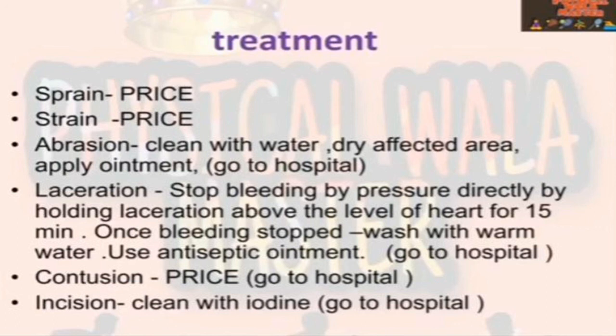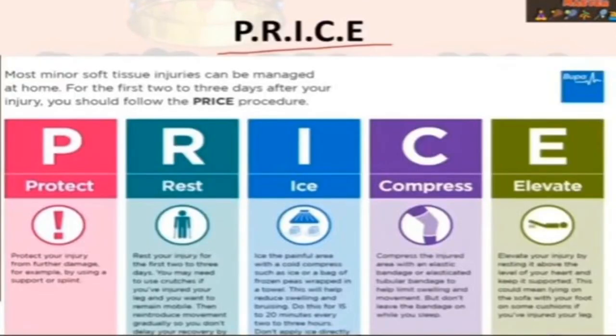The next one is abrasion. It is cleaned with pure water, the affected area is dried and ointment is applied. The third is laceration. Stop bleeding by applying pressure directly on the wound. Wash it with warm water. Use antiseptic ointment and then go to the hospital. Contusion. For contusion, the same thing, PRICE, that is protect, rest, ice, compress and elevate.